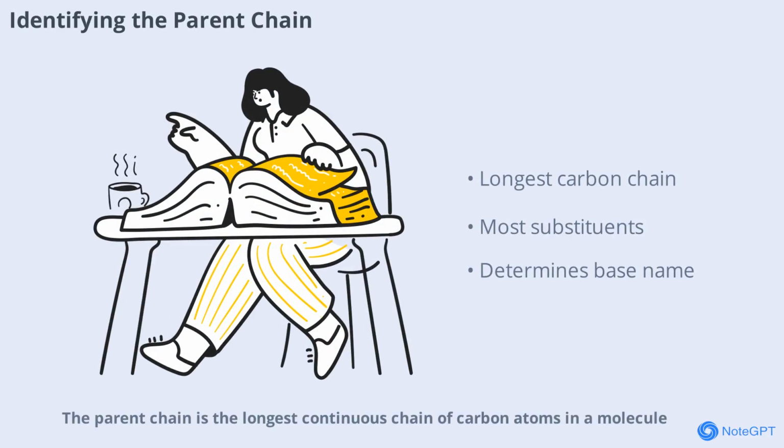The parent chain is the longest continuous chain of carbon atoms in a molecule. This chain forms the backbone of the compound's name. If there are two or more chains of equal length, the chain with the most substituents is chosen as the parent. Identifying the correct parent chain is the first and most crucial step in IUPAC nomenclature, as it determines the base name and numbering for the entire molecule.